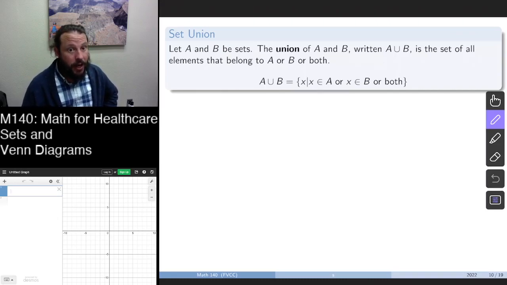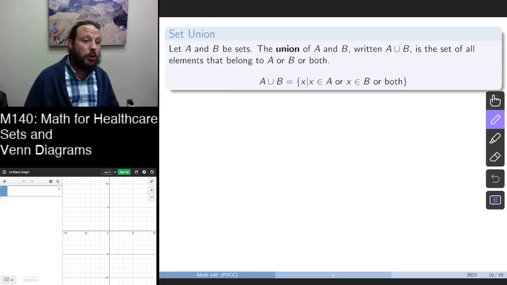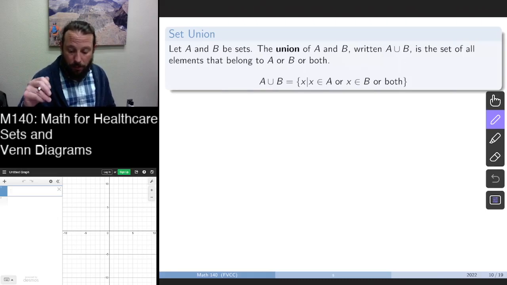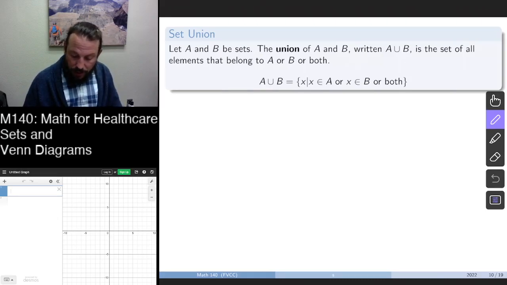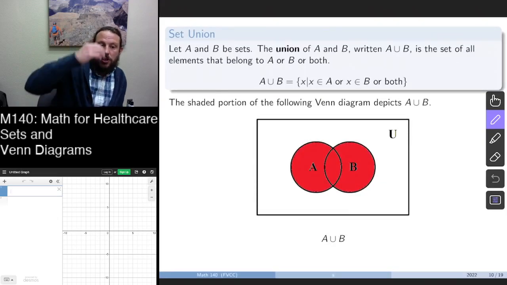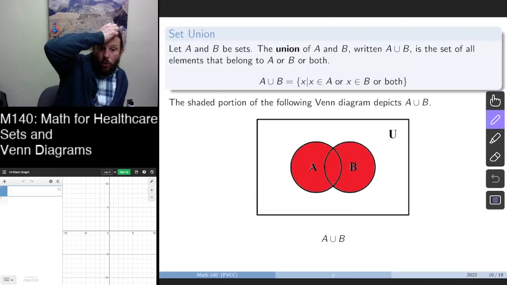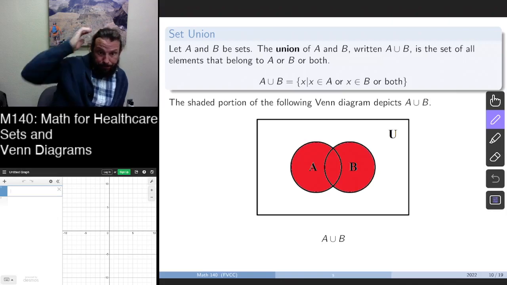If you mean A or B but not both, that's something else. That's called the XOR. Don't worry about it. We don't cover it in this class. It's more a computer science thing. But here, our union is A or B or both. So what does that look like in a Venn diagram? It's this shaded region, A or B.